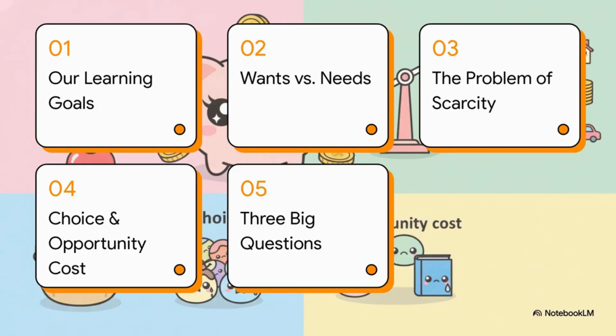So here's our game plan. We're going to start with the absolute basics, wants versus needs. Then we'll see how this huge problem called scarcity forces us to make choices. After that, we'll uncover the hidden opportunity cost behind every single decision and wrap things up by looking at how these same ideas work for entire countries.